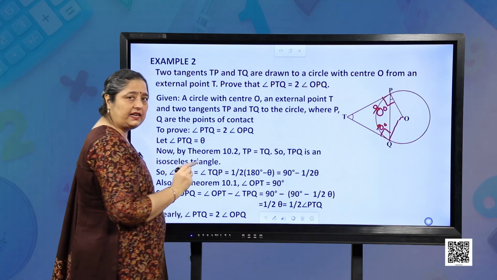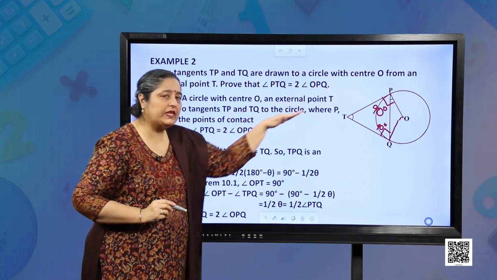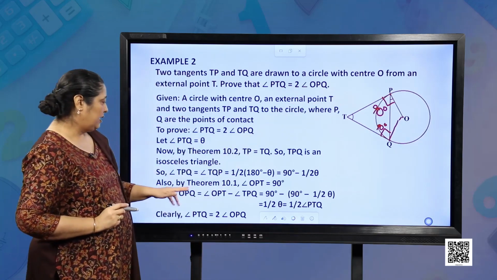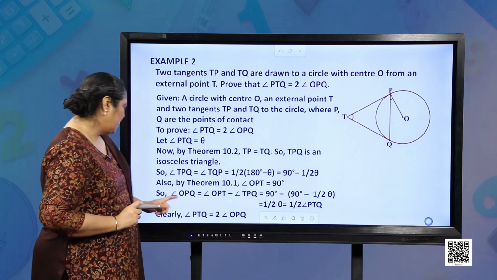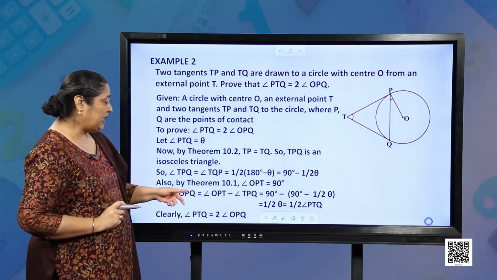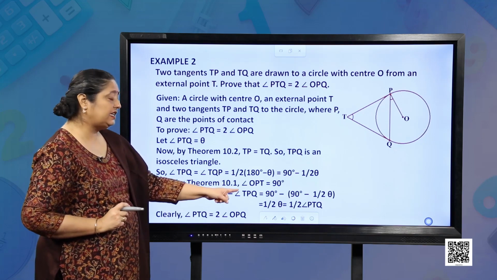Why are these two angles 90 degree? Because the radius makes an angle of 90 degree with the tangent. So, angle OPT is equal to 90 degree. Now, angle OPQ is equal to angle OPT minus angle TPQ. How?